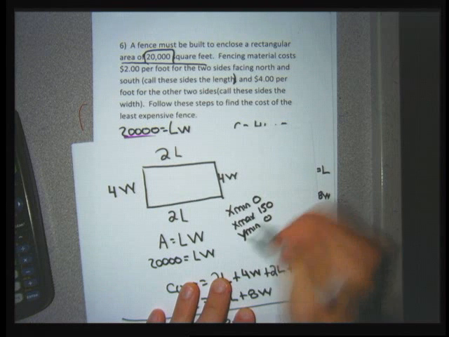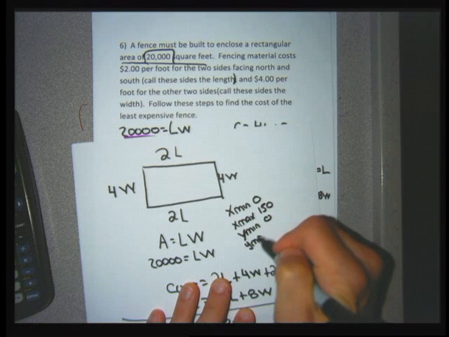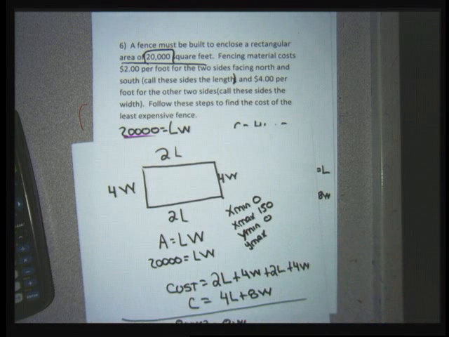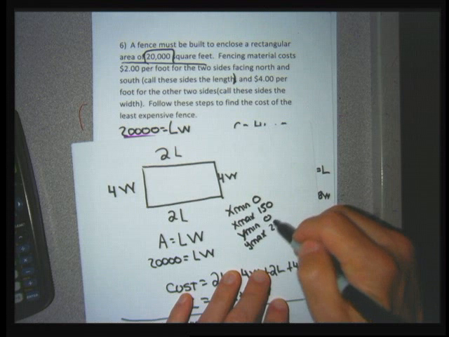My y-min is generally 0 again because my cost isn't going to be less than 0. And my y-max needs to be a reasonable number. The cost of building a fence that's 150 feet long, that's 600 feet of fence at $3 a foot, $4 a foot, $24,000. I'm going to make this like $25,000.